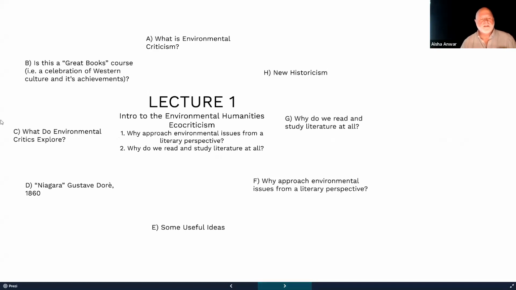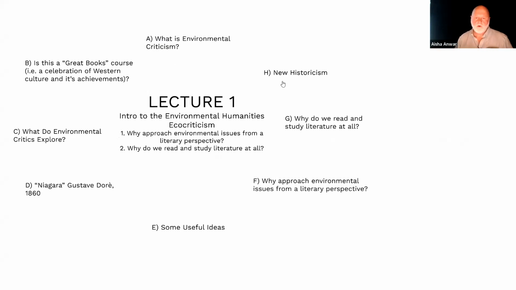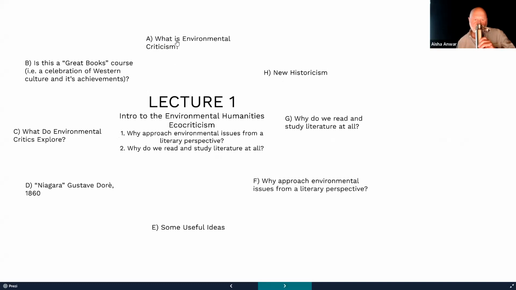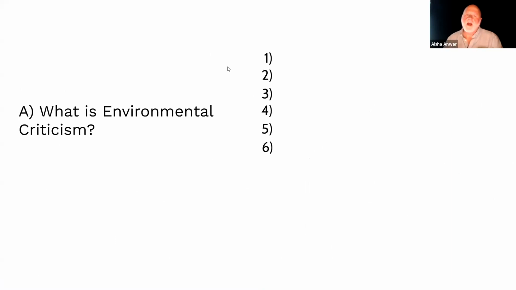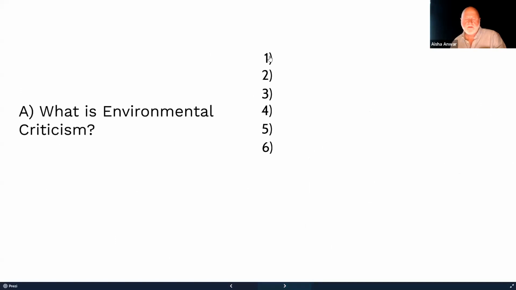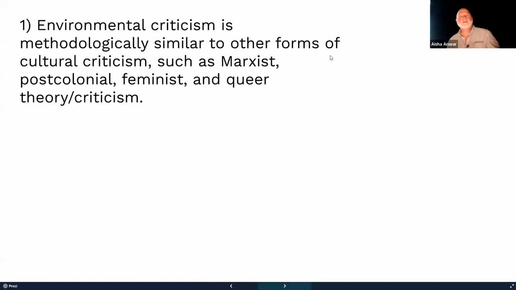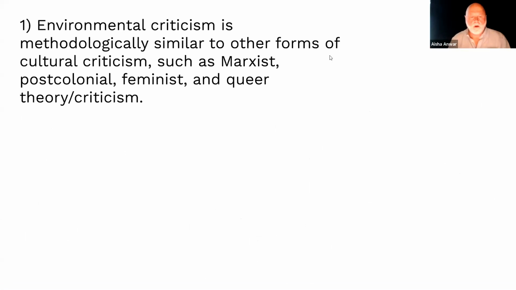By the way, notice these A, B, C, D, E, all the way to H. If you've downloaded the PDF, either printed it out or have it in PDF editing software, you can follow along with these. So what is environmental criticism? That's what we're doing in this class. It's environmental literary criticism. And let's give you some definitions here, which will help you understand what it is we're doing and why we're doing it the way we're doing it.